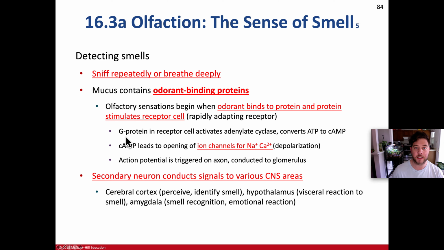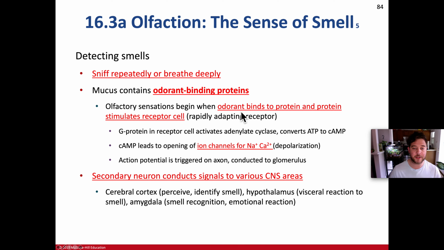It's an indirect pathway, so you have a G protein and receptor cell that activates adenylate cyclase to convert to cyclic AMP. Cyclic AMP leads to opening of ion channels for sodium and calcium, causing depolarization, and that action potential is triggered on the axon and is conducted to the glomerulus. Then you have secondary neurons conducting signals to various central nervous system areas, the cortex, the hypothalamus, and the amygdala. So this is just how that nerve signal is transduced through the central nervous system.